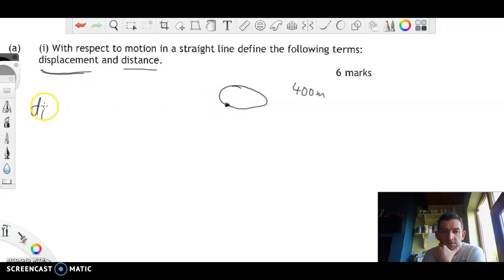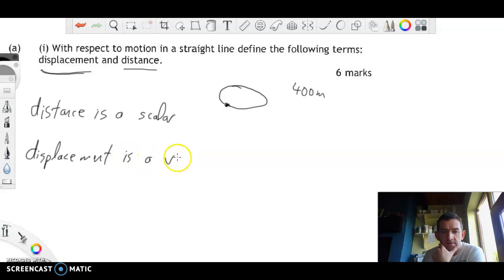So distance is a scalar property. No direction. It's just a quantity. Distance is a scalar, whereas displacement is a vector. Say if you stopped halfway around the running track over here, then your displacement would be a certain distance from your starting point. That would be the length of the red arrow, and then it would be at a certain angle theta. So that would be a vector. It would have a magnitude and an angle.